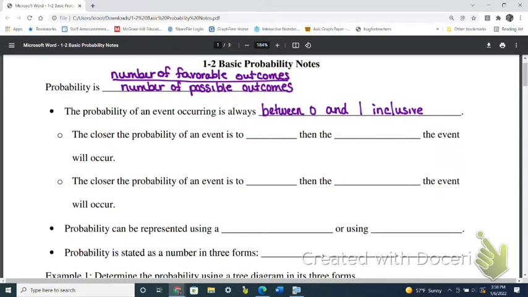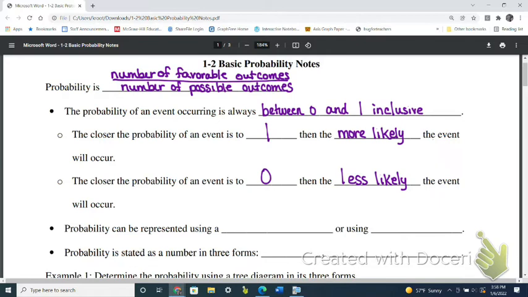When we usually look at probability, the closer the probability of an event is to 1, the more likely it is to occur. If you have a probability of 1, you are saying it is 100% for sure going to happen. And the closer the probability of an event is to 0, the less likely the event is to occur. So if you have a probability of 0, that means that event, no matter what, can never ever happen.